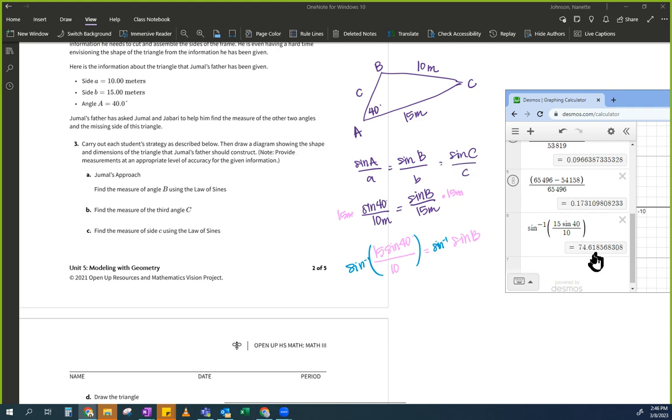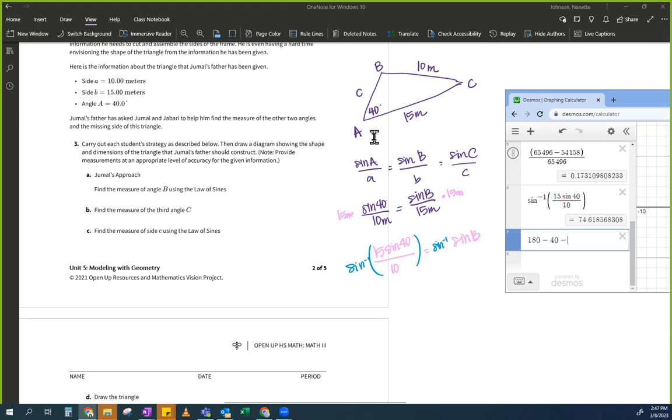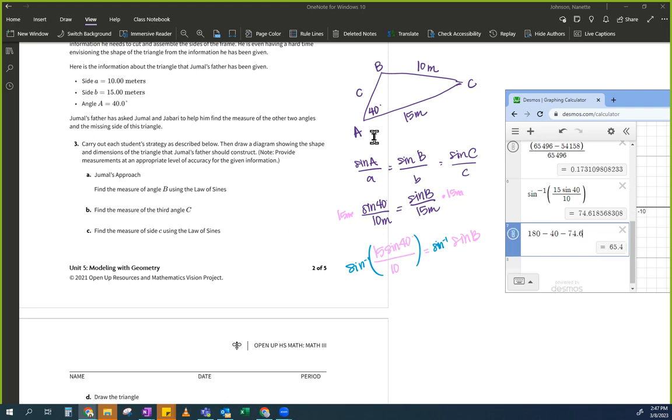How would I find C? Yeah, I'm just going to subtract from 180. Very good. So 180 minus 40 minus, what is that? 74.62. So 65.38. I said 65 and I wrote 75. 65.38 degrees is my answer. 65.38 degrees is my angle C. That's what we just did.